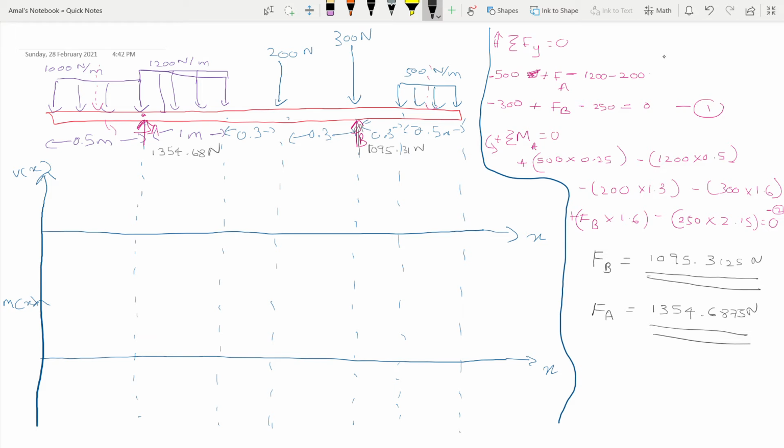Alright, so what is the shear force at the left hand end over here? Okay, so there is no shear force at the end, right? So it's going to be 0. So the shear force at the end is 0.